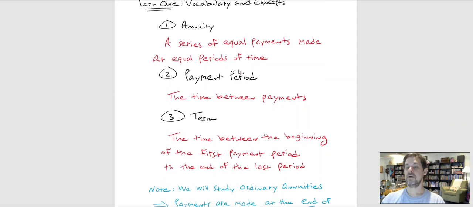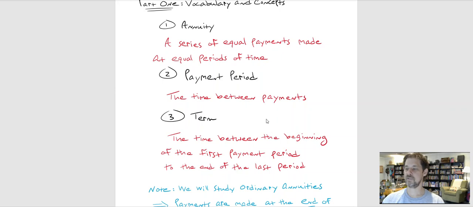Okay. Now, if we're going to make equal payments over equal periods of time, there's going to be something called a payment period. That's going to be the time between payments. So we might make a payment every month or every quarter or every year or whatever. Okay. All right. And then if we take that a little bit further, there's something called the term. That's the time between the beginning of the first payment period and the end of the last period.